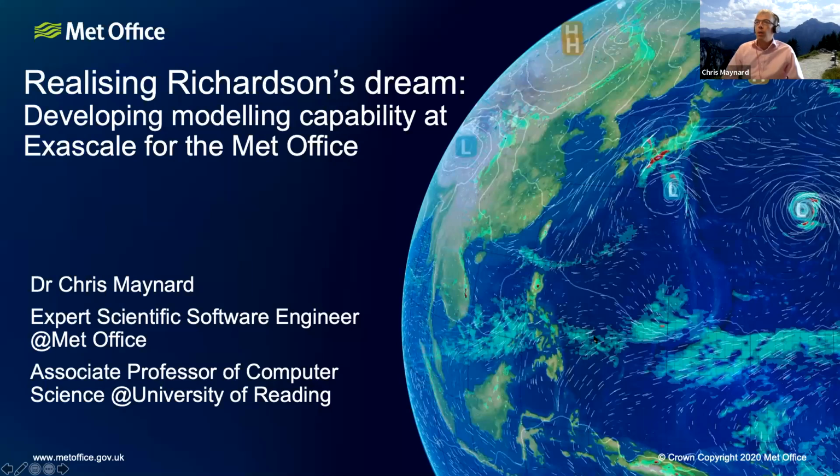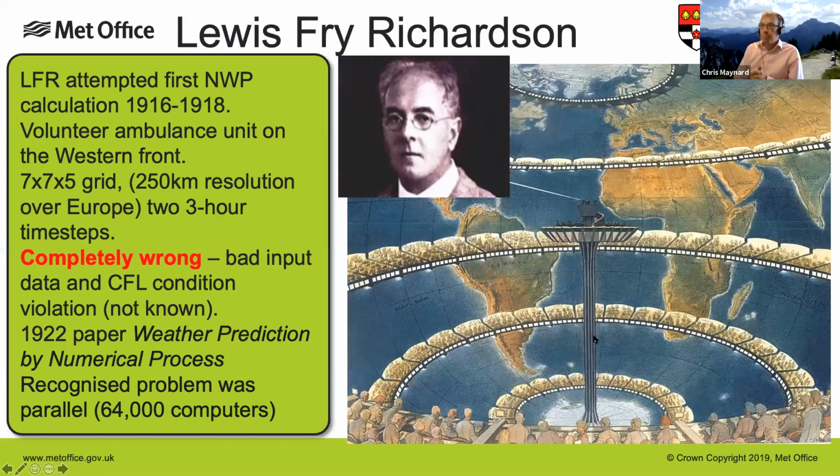So the title of my talk is Realizing Richardson's Dream, Developing Modeling Capability at ExCALIBUR for the Met Office. I thought I'd better tell you who Richardson is. Lewis Fry Richardson was the first person to attempt a numerical weather prediction calculation way back in 1916, 1918, when he was a volunteer in an ambulance unit on the Western Front during the First World War.